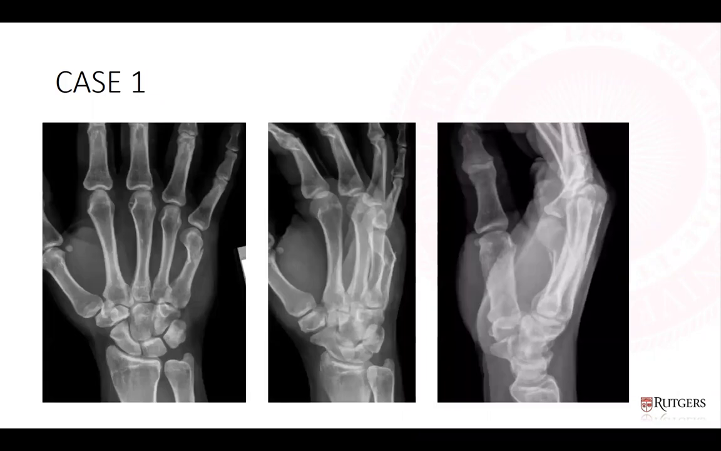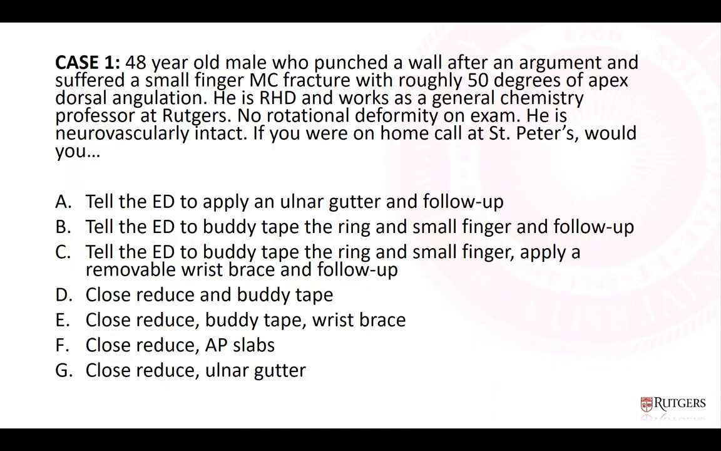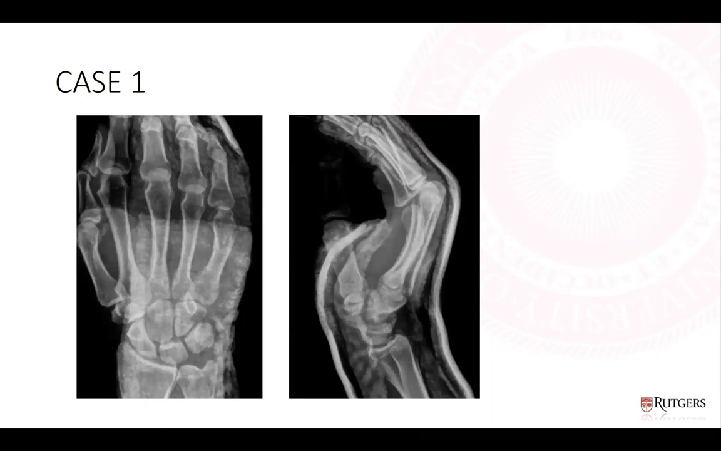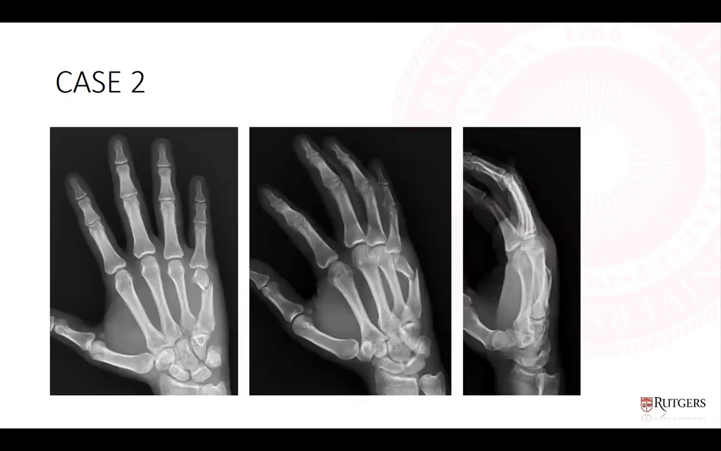So we'll just go quickly back through the cases here. Case one was this 5th metacarpal distal shaft neck fracture. We had a wide variety of what people would do. I think most people said they would go in and try to reduce it and put it in some sort of immobilization. That's what I did. I chose AP slabs. Sometimes I do an ulnar gutter. It's just how I'm feeling. Got a decent reduction. Pre-reduction was about 50 degrees and post-reduction 20 degrees.